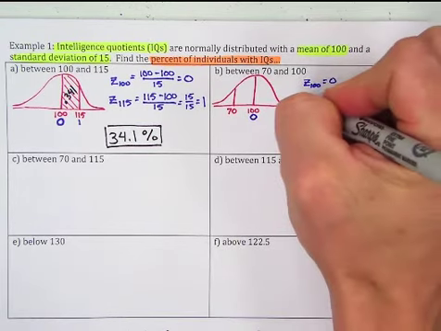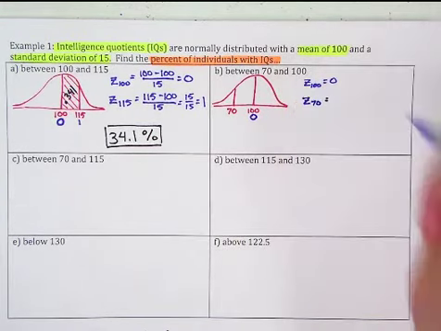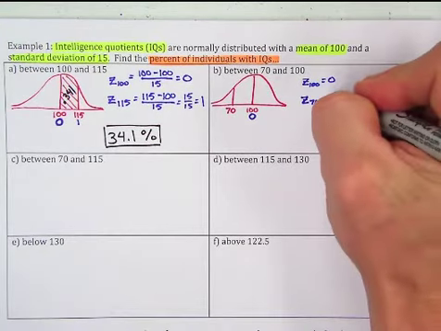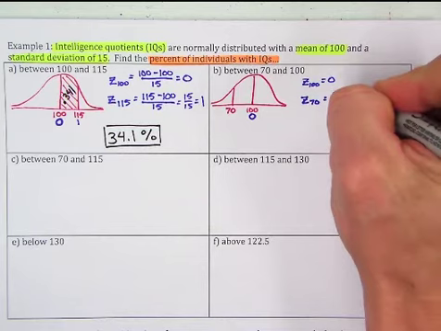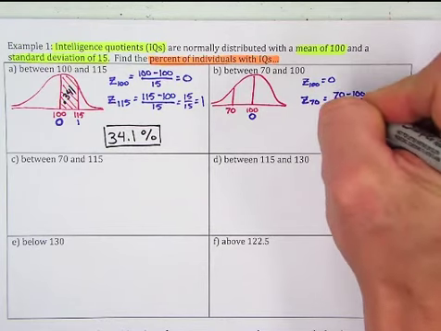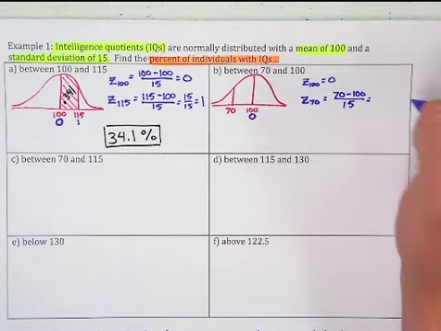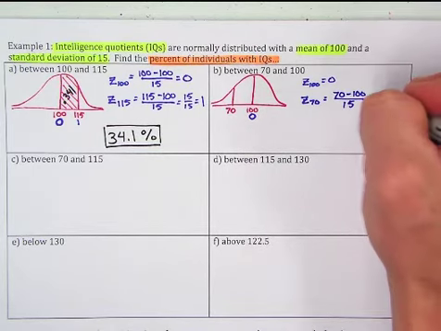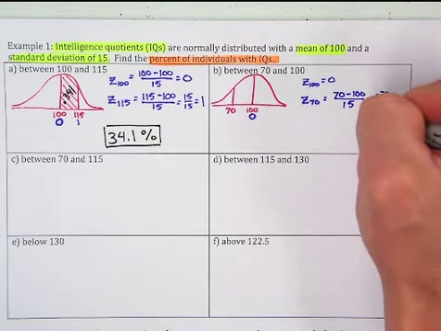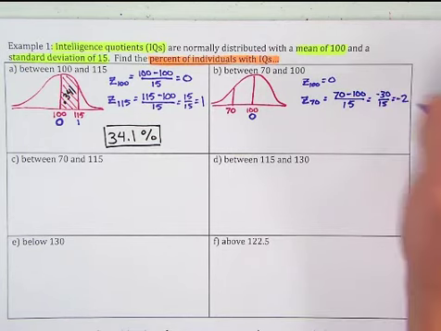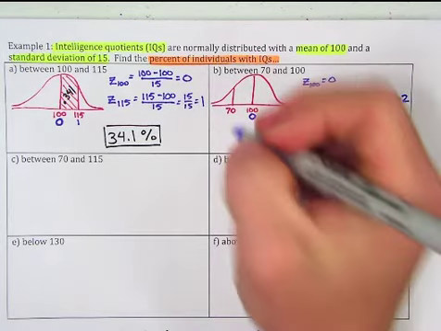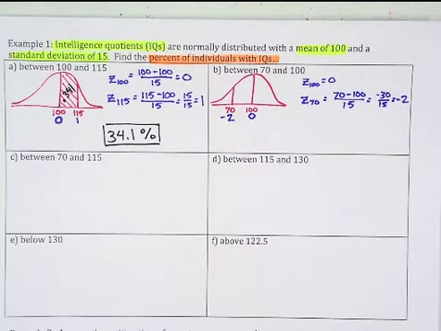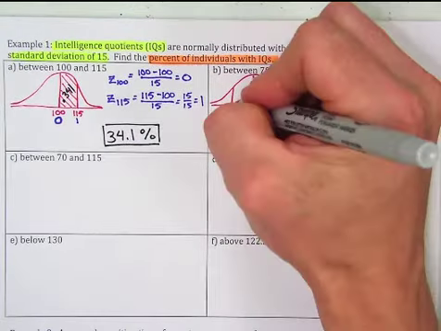Now we need to find z of 70. Okay, so we're going to go 70 minus 100 divided by 15, which is negative 30 over 15, which is negative 2. So we're going to mark our z-score right here. Then we're going to shade the area that we're looking for.